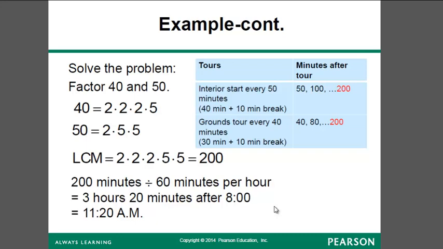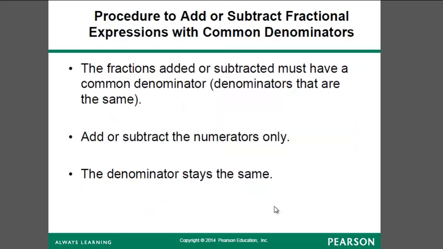The reason that we've been looking at least common multiples is because we're going to need them when we start adding and subtracting fractions. We've already learned how to multiply and divide fractions, but we need to know how to add and subtract fractions. So let's start with adding and subtracting fractions with a common denominator. If they have the same denominator, we just add or subtract the numerators only, and the denominators stay the same. So we don't have to do anything with the least common multiple yet, but we just need to remember that the denominator stays the same.